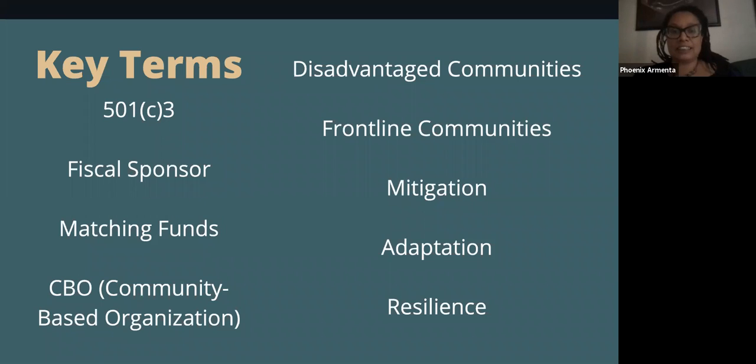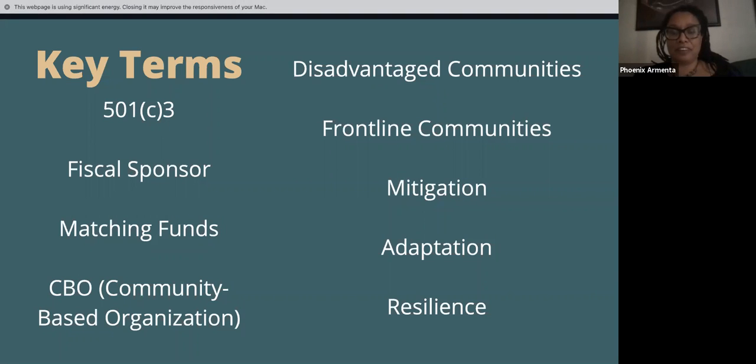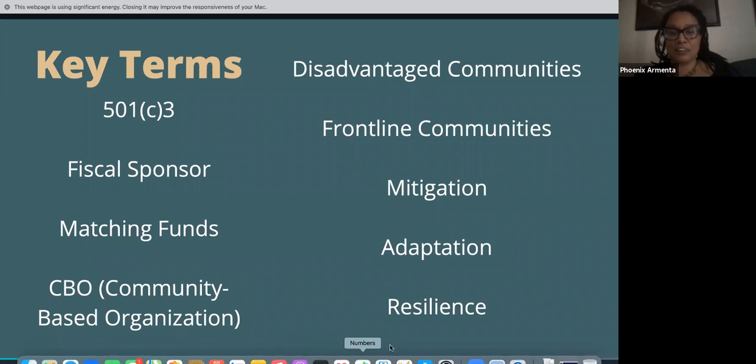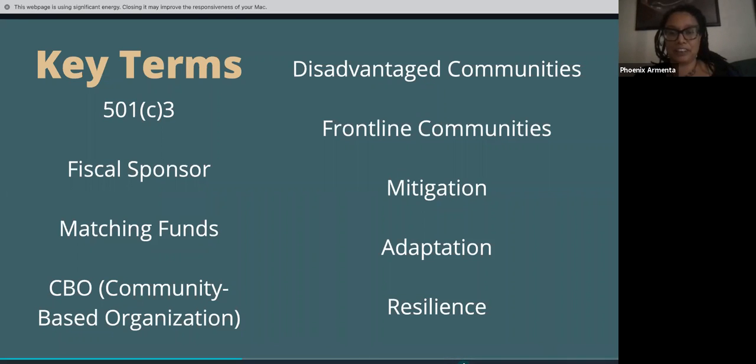Disadvantaged communities is a tag word that's thrown around a lot. It generally refers to low-income people of color, folks with disabilities, immigrants. I dislike this term, although it is the common term that's thrown around, because it doesn't really refer to what is disadvantaging the communities. It's a little passive in its voice, but that is a common terminology that is used on grant applications these days, as well as frontline communities.